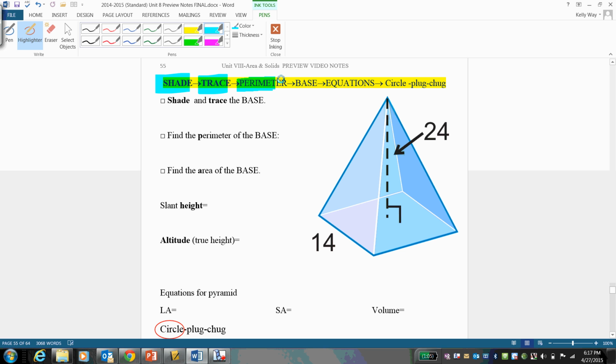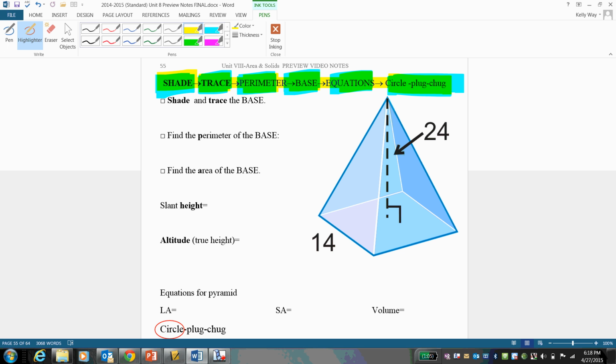Shade, trace, perimeter, base, equations, circle, plug, chug. Say it with me. Shade, trace, perimeter, base, equations, circle, plug, chug.